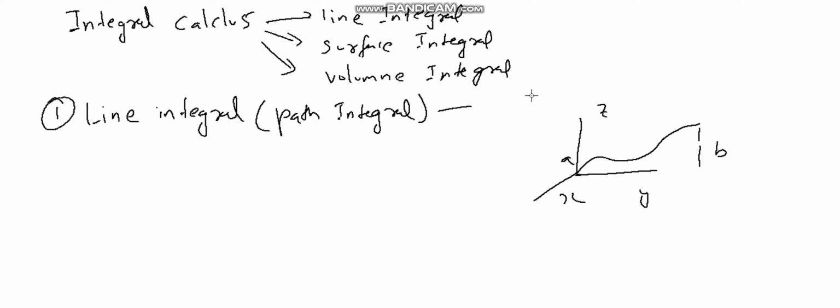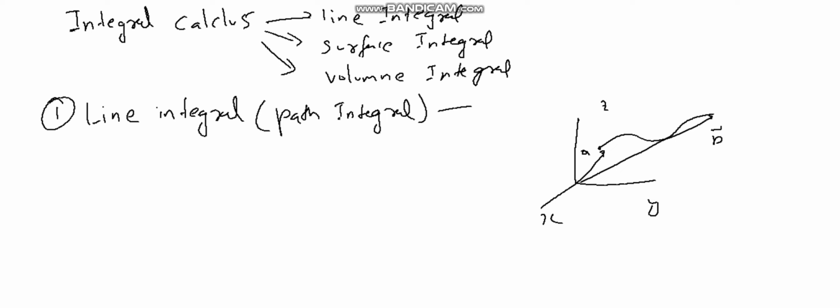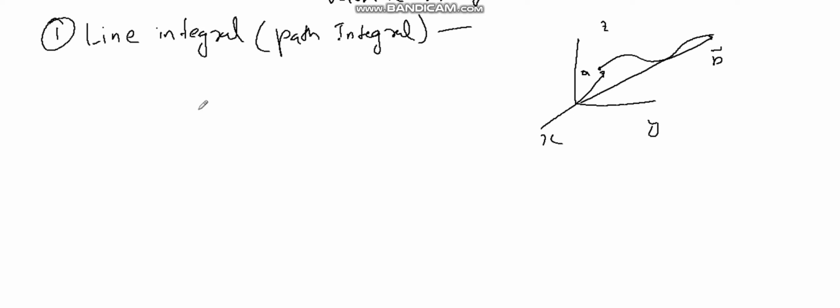A clearer picture would look like this. Let me redraw it. Again we have the x, y, and z axes, and let's say the curve begins over here. This is A, the position vector where the curve begins, and we have a vector B, the position vector where the curve ends. So the line integral is, let's say, how do we take it?